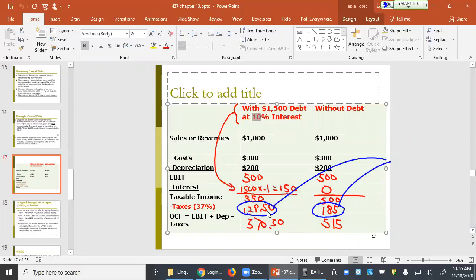So how much is the reduction in taxes? It is $55.50 of tax savings. Tax savings that is called interest tax shield. Interest dash tax shield, S-H-I-E-L-D.